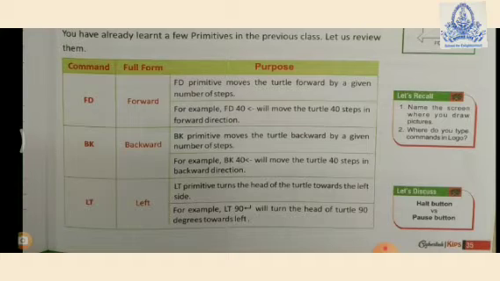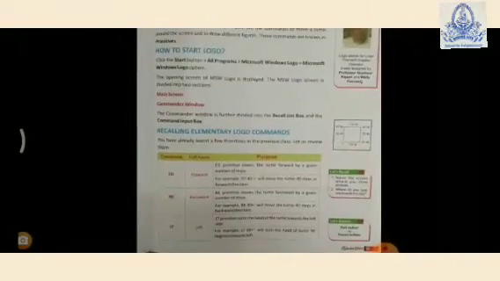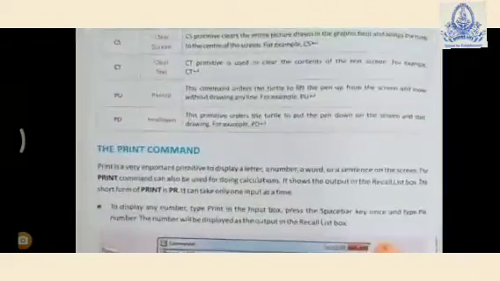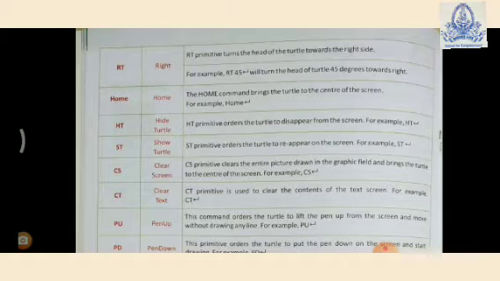The BK primitive moves the turtle backward by a given number of steps. Similarly, LT is nothing but your left movement. RT is nothing but your right movement. The right primitive turns the head of the turtle towards the right side, meaning it will move in the right direction. Home: the home command brings the turtle to the center of the screen. If you are using the home command, the turtle is going to move to the center position.